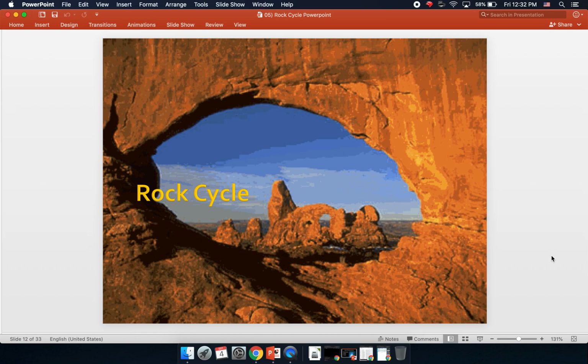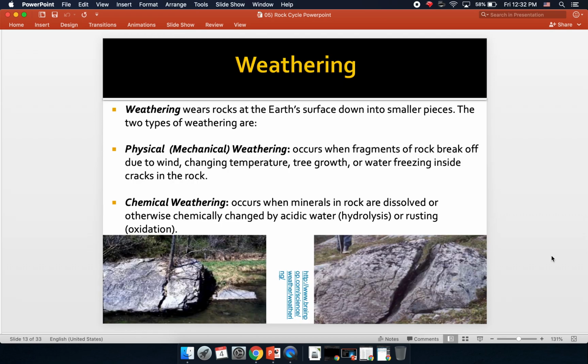This lesson is on the rock cycle. Now, before we can talk about the rock cycle, we have got to talk about some of the processes that drive the rock cycle, namely weathering. Weathering wears rocks at the Earth's surface down into smaller pieces. And there are two types of weathering.